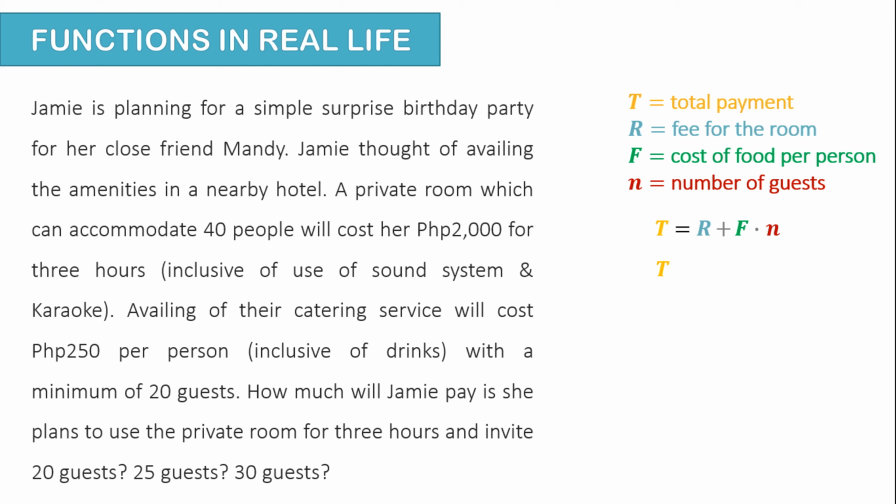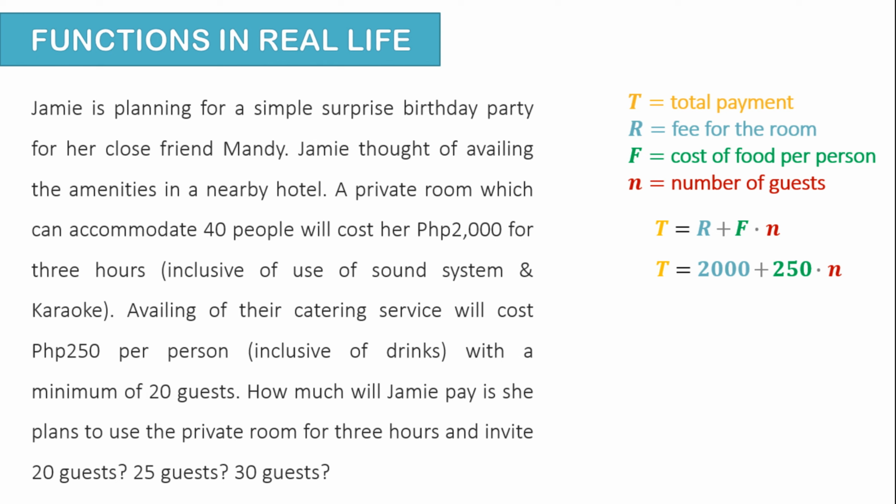So what we're going to do is expand that. This is equal to 2,000. R is already 2,000 in here, as you can see. That's 2,000 pesos for the fee of the room, plus the F, which is the cost of food per person, which is 250 times the N. The N here, I place it as N because I'm not going to specify yet if it's 20, 25, or 30.